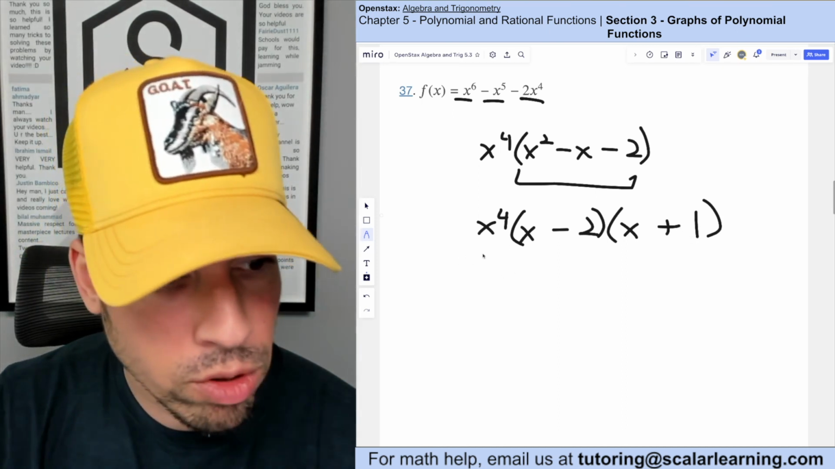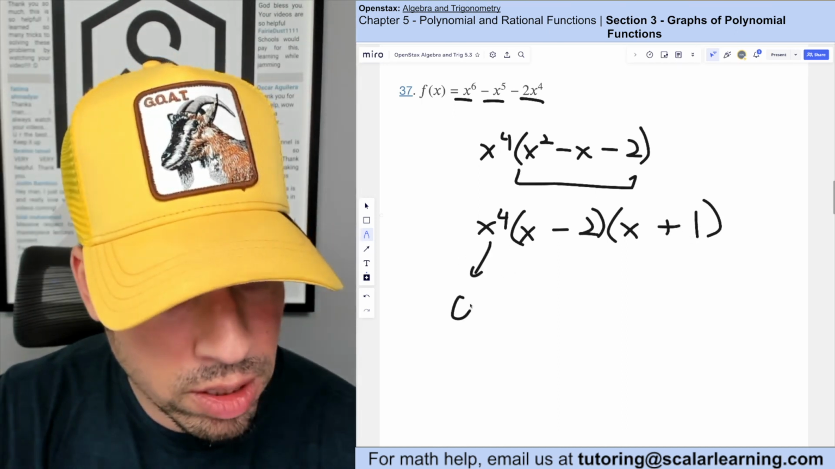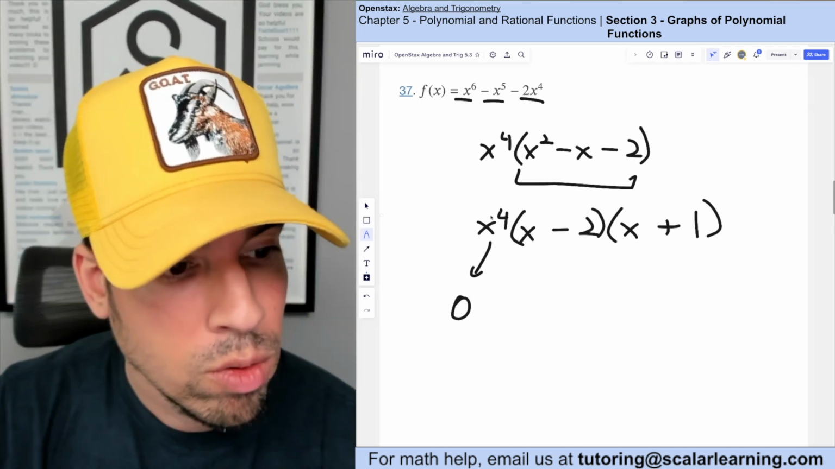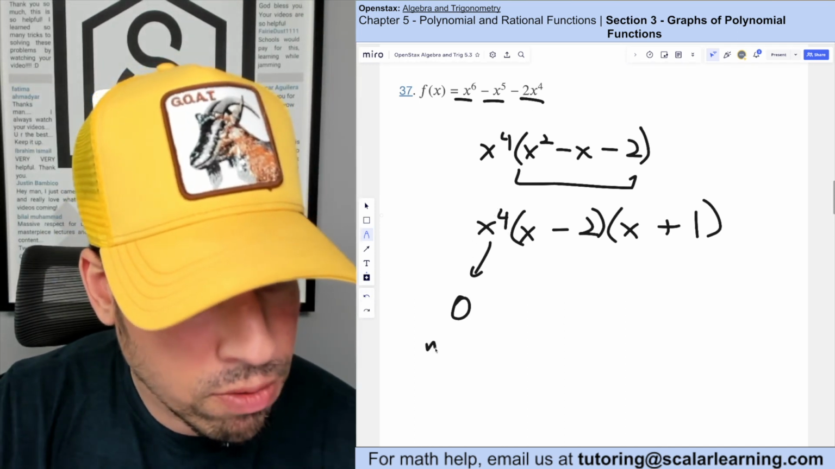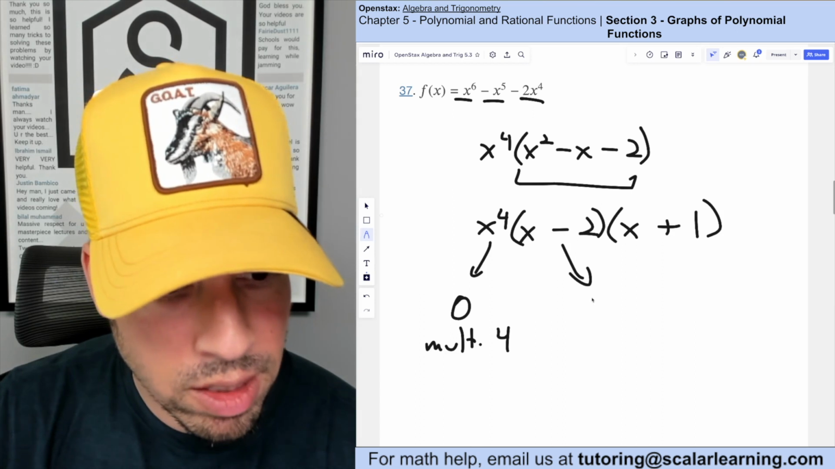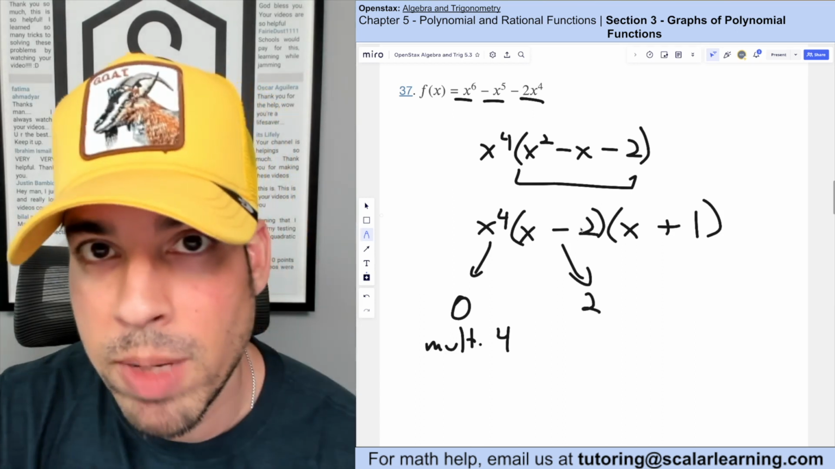Now we can get our zeros. So this is going to have a zero of literally 0. That's what's going to zero this out with a multiplicity of 4. This is going to zero out when x equals positive 2, right? 2 minus 2 is 0.